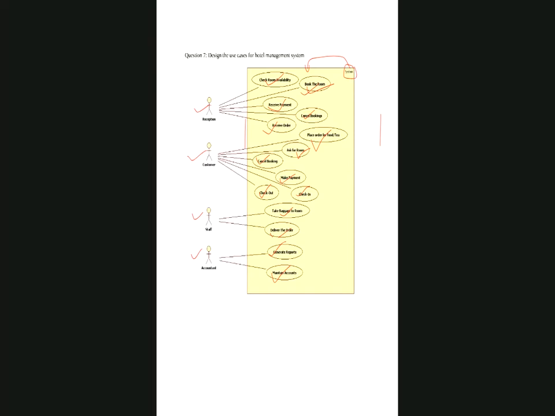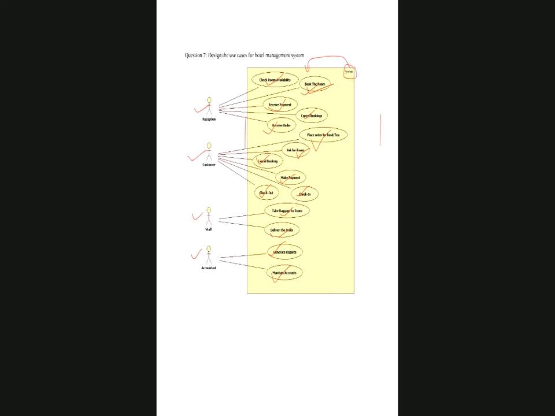Excuse me, but what kind of relationship is used here? Yeah, very good question. Here you see we are using only association. We are not using a generalization. We are not using extend, or include. Okay, we are using only simple association here. Very good question.